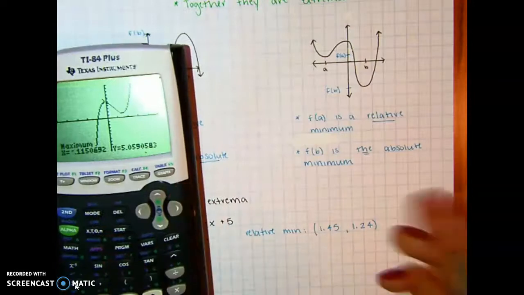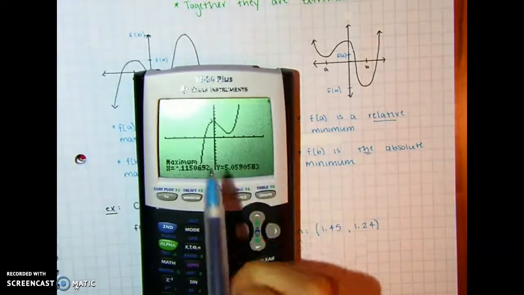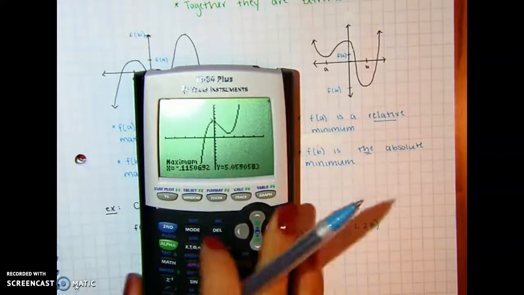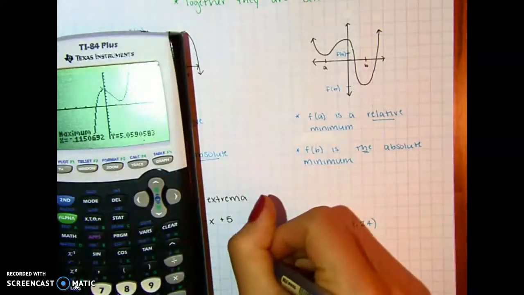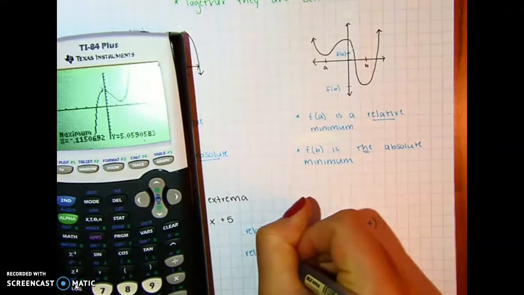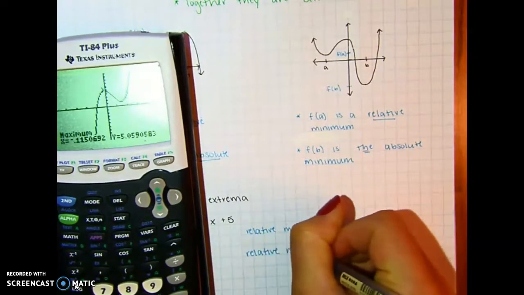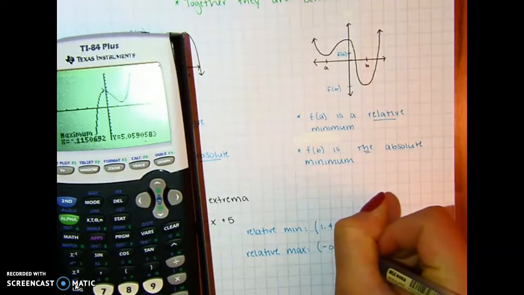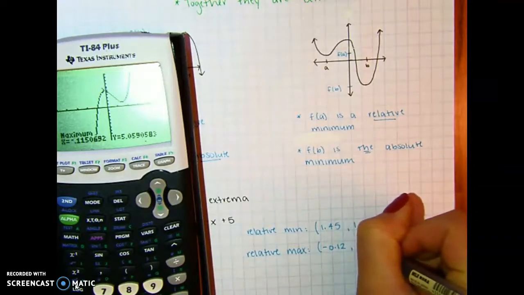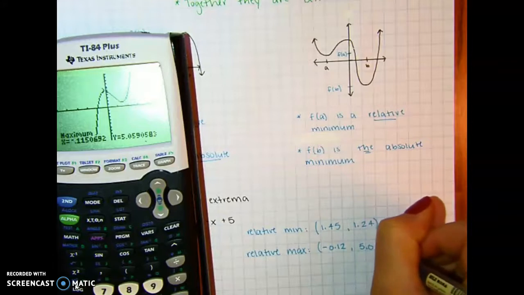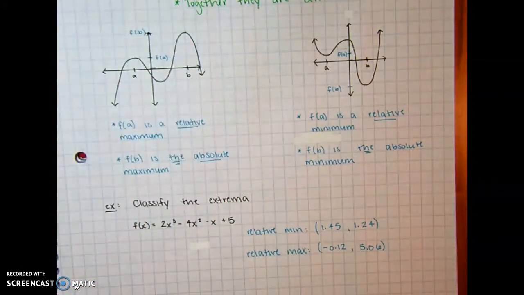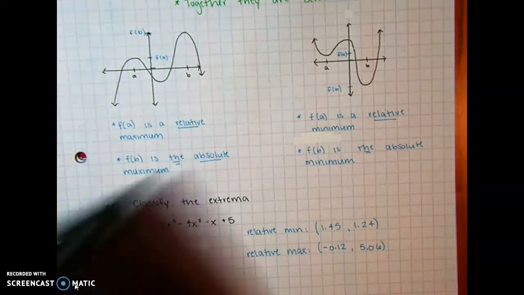So let's write that. Now that's not a maximum, it's a relative maximum, not an absolute, because this goes up infinitely. So this is a relative maximum. My x value is at negative 0.12. And my y value is at 5.06. Alright, so let me show you how to do that on the TI Inspire.